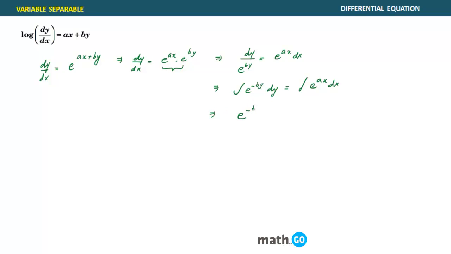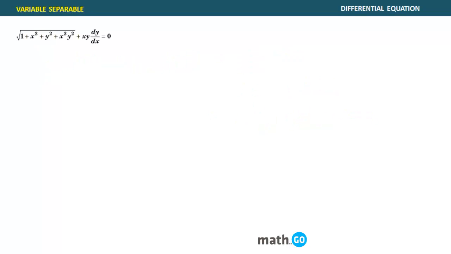It will be e raised to power minus by by minus b is equal to e raised to power ax by a plus c. Remember, we just need to add c on one of the sides. Either you can add it here or you can add it to the right hand side. This is one and the same thing. Alright, and I hope now the question is clear, that's it, very simple question. Okay, let's take another problem quickly then.